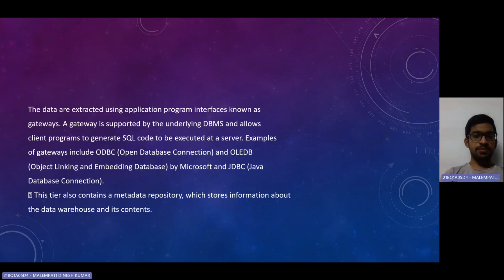Data are extracted using application program interfaces known as gateways. A gateway is supported by the underlying DBMS and allows client programs to generate SQL code to be executed at a server. Examples of gateways include ODBC, Open Database Connectivity, OLEDB by Microsoft, and JDBC. This tier also contains a metadata repository which stores information about the database and its contents.